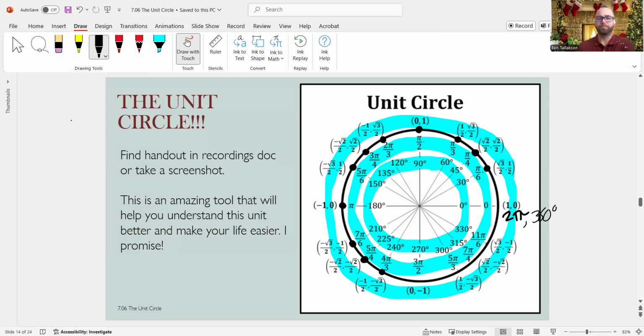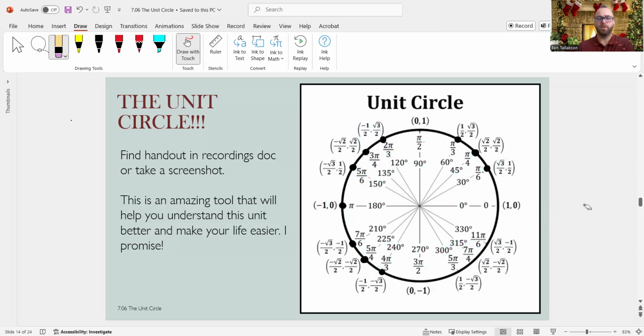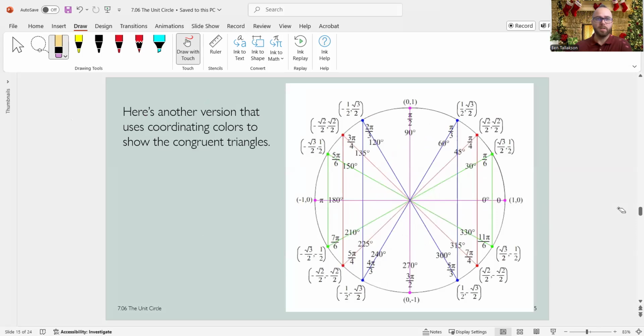So that is the information. At this point, you can screenshot this. You can access this in the recordings document. You can Google your own, however you want to access the unit circle. But my advice to you is have one handy. You might want to even print it out. Maybe that's the most useful way to do this. Okay. Here's another version I told you I'd share, just showing those congruent triangles.